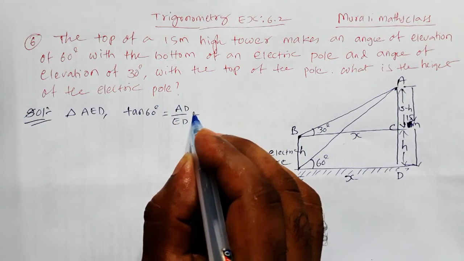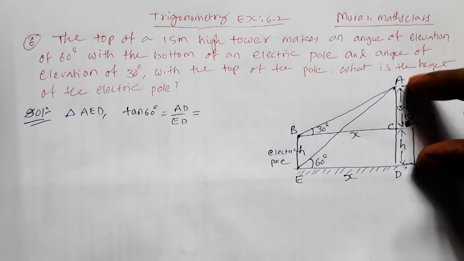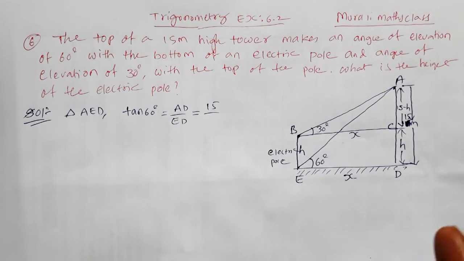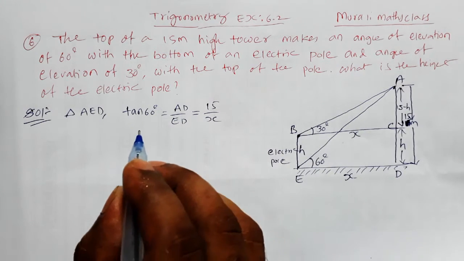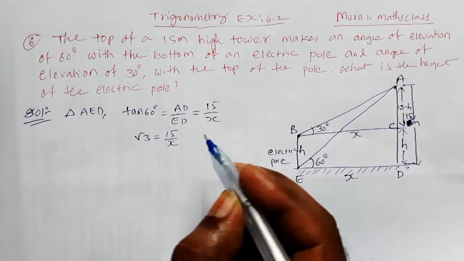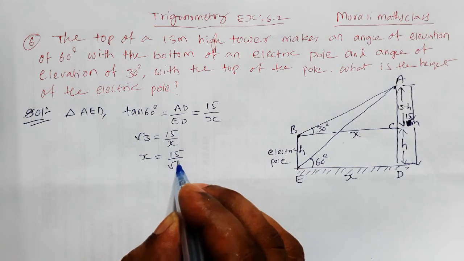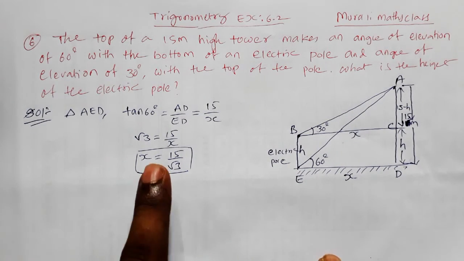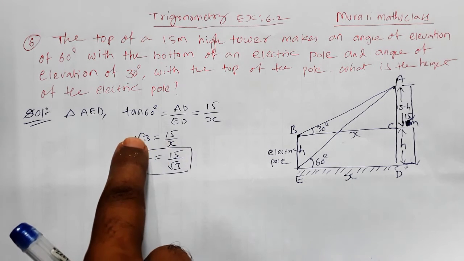AD means what? That is the height of the tower. Height of tower is 15. ED we don't know, x. Here tan 60 we know, that is root 3. So root 3 equals 15 by x. Next, x equals 15 divided by root 3. How we got this? Just interchanging root 3 and x. That's all.